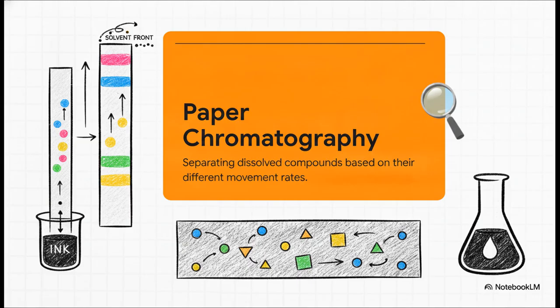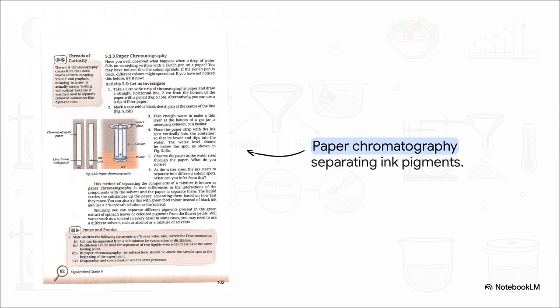Let's completely shift gears to a different type of separation: paper chromatography. This technique separates dissolved compounds, like the different dyes that make up black ink, based on their differential movement rates through a medium. And in this case, that medium is simply paper. When we dip just the bottom edge of the paper into water, capillary action draws the moisture upward, and it carries the ink spot right along with it. Because the different color pigments interact differently with both the water and the paper fibers, they travel at completely different speeds. It is essentially a microscopic race that separates a single boring black dot into a brilliant rainbow of distinct colors.